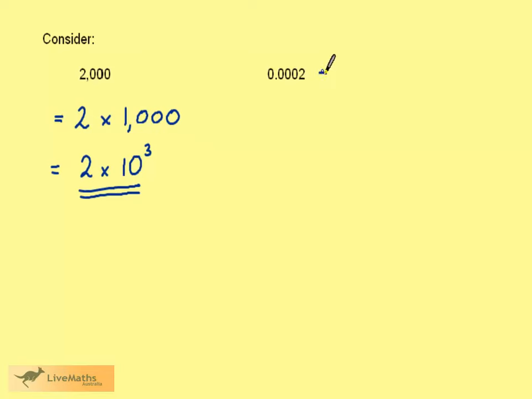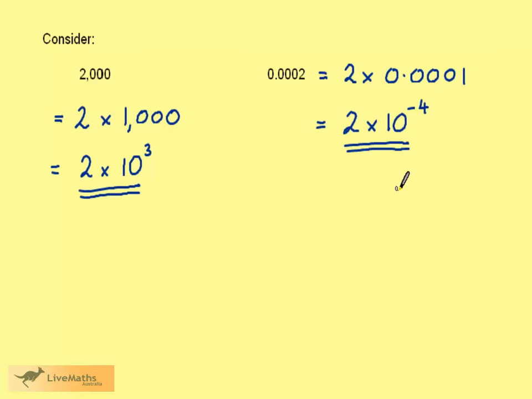Now consider 0.0002. This could be written as 2 times 0.0001. Using our knowledge of indices, we can write this as 10 to the power minus 4. This also is a number in standard form.